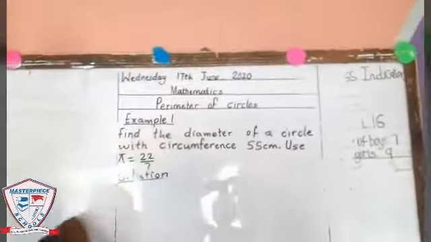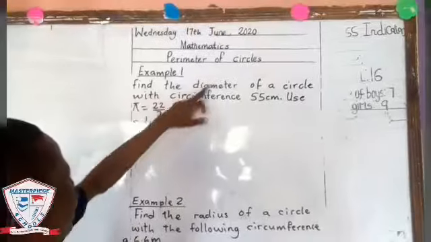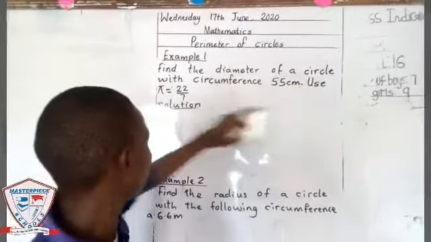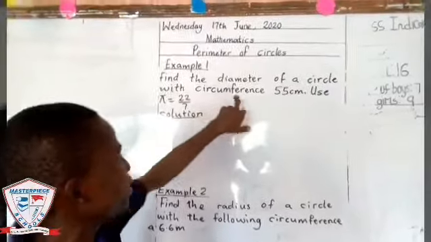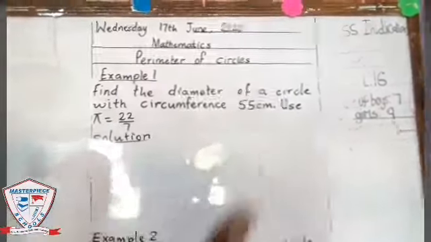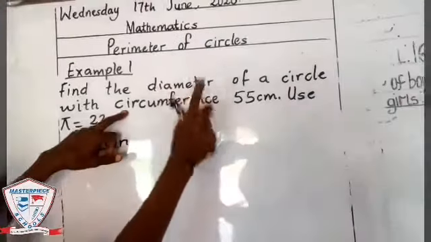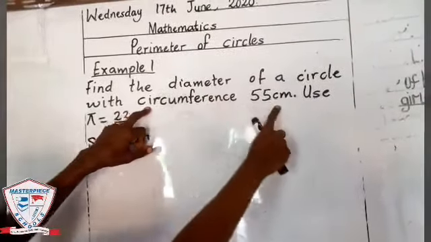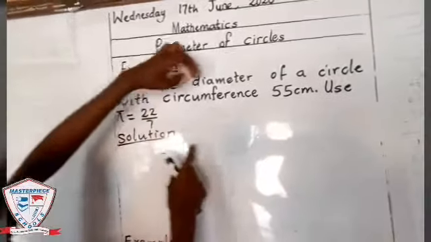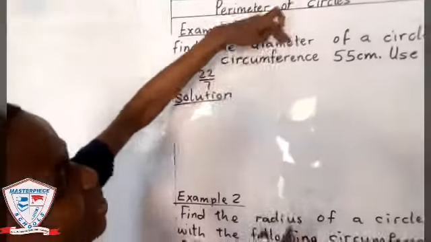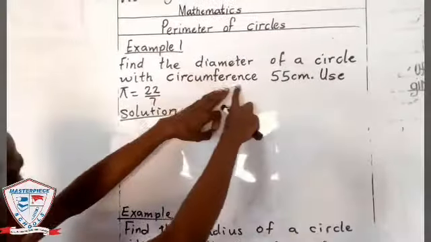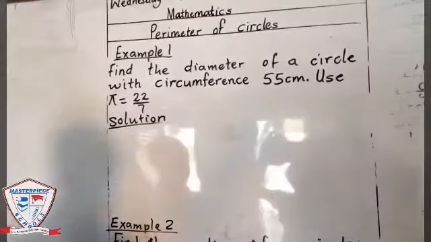Perimeter of circles continued. Example 1. Find the diameter of a circle with circumference 55 centimeters. Now in this question, we are not asked to find circumference. Circumference has already been found. What they are asking us to do is to look for which diameter they used to calculate their circumference. How do you do this?